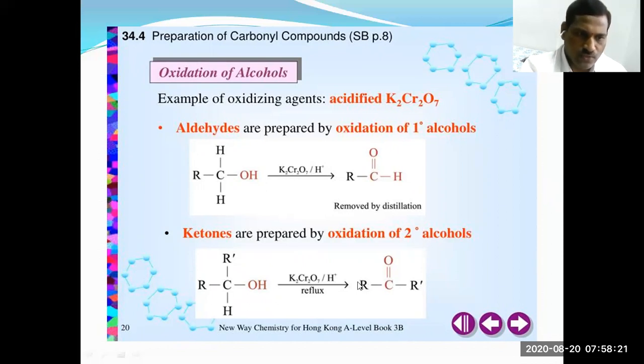So secondary propyl alcohol oxidation gives acetone, propanone, whereas primary ethyl alcohol or ethyl alcohol oxidized gives acetaldehyde. So you can take the primary propanol, it gives propanaldehyde. So isopropyl alcohol gives acetone in the oxidation reaction.